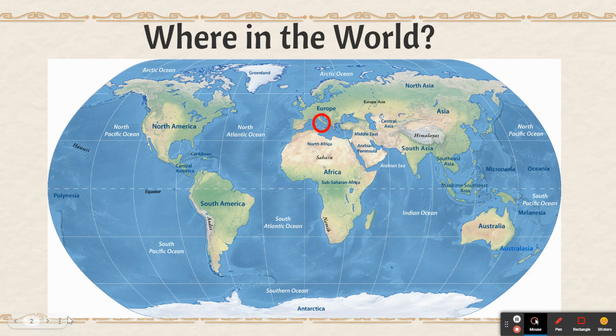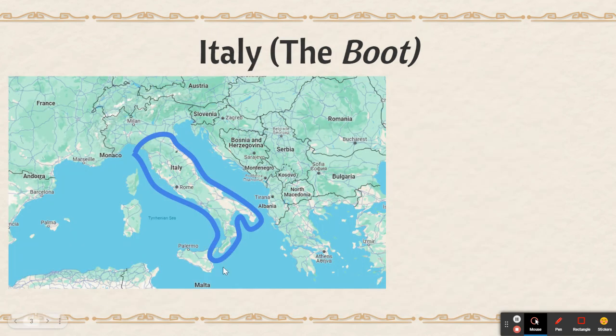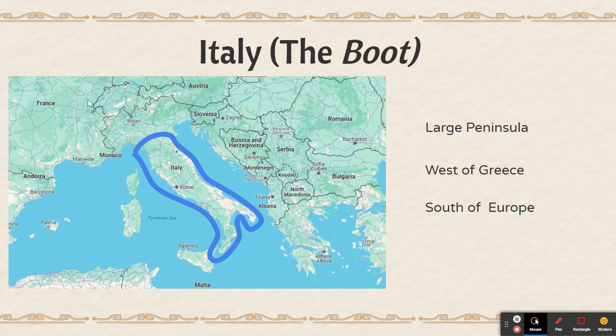Now, if we do a little bit more of a zoom in, this is Italy. So Italy is a large peninsula. It's known as the Boot. It's to the west of Greece, so Greece is right over here. It is south of Europe, so here are some modern day European countries. France and Spain are over here. We've got Germany up here. And then we've got Africa down here. So it's just kind of northeast of Africa.